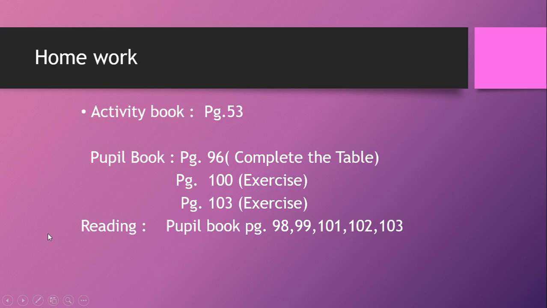Now I'm giving you homework. Please complete your homework on time and don't be late. Activity book, you will do page number 53. And pupil book, you will do page number 96, page number 100, and page number 103. The reading in the pupil book: page number 98, 99, 101, 102, 103. You should read these pages in the pupil book so you can learn more.